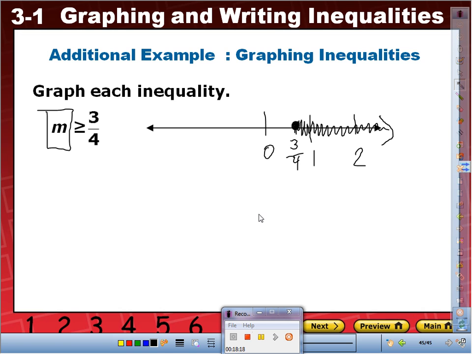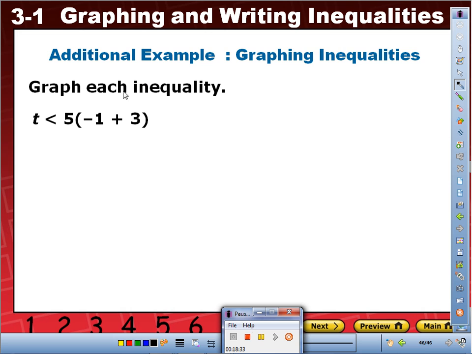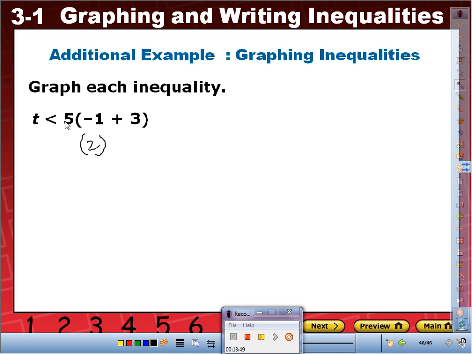Let's do another one. Here we go. Example 2. T less than 5, open parentheses, -1 plus 3, close parentheses. So can we simplify this side? Yes. We start with a parentheses. What is -1 plus 3? 2. Bring down the 5. And what is 5 times 2? 10.